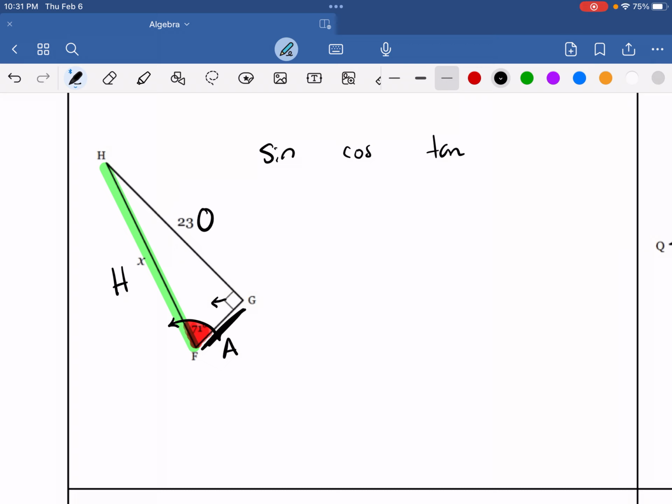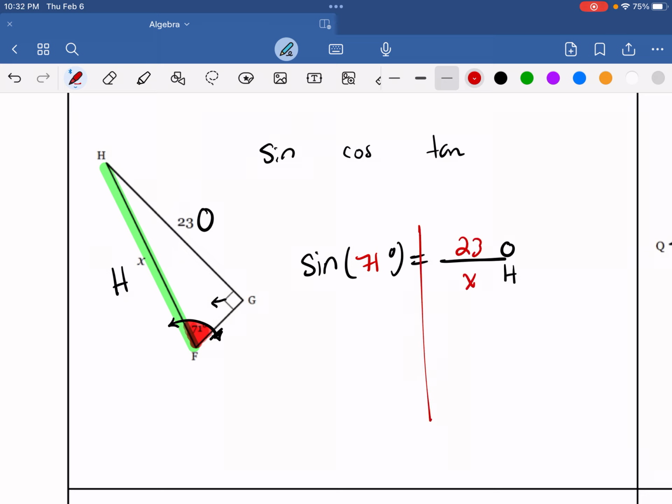All right, so we want to get rid of the side that is empty, so that's adjacent, because it didn't have anything on it, like nothing was here. We can only use O and H, so that's going to be sine. So we're going to do the sine of some degree is equal to a ratio, okay, a fraction of the opposite and the hypotenuse. What goes in the degree? 71 degrees. What goes in opposite? 23, and hypotenuse, X. And now we solve for X.